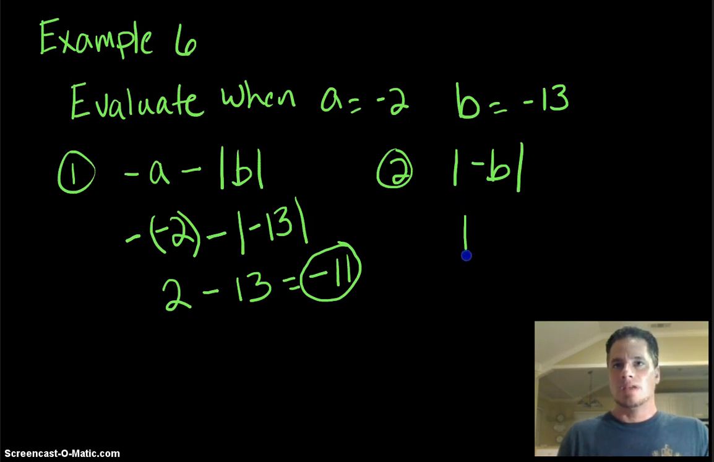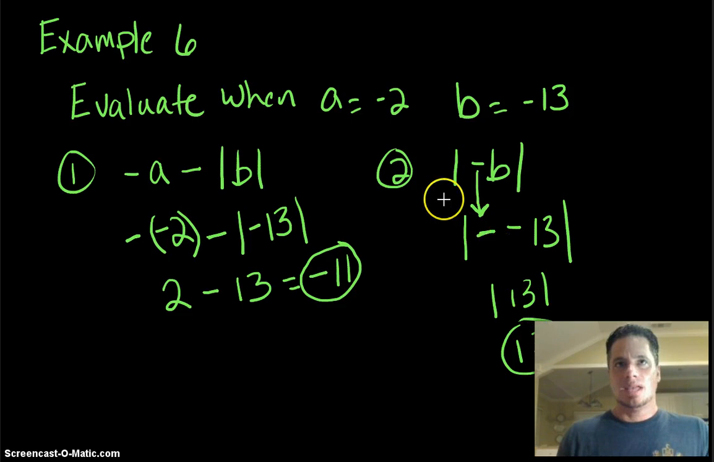I've got the absolute value of -b, so that's the absolute value of -13. This negative I had to keep. It doesn't change no matter what is in front of the 13. Here's a negative, here's a negative, so I have two of them. Well, two negatives make a positive. It really doesn't matter what's inside the bars because when I get rid of the bars, it's positive. So that's the same as the absolute value of 13, which is equal to 13. And that is absolute value.